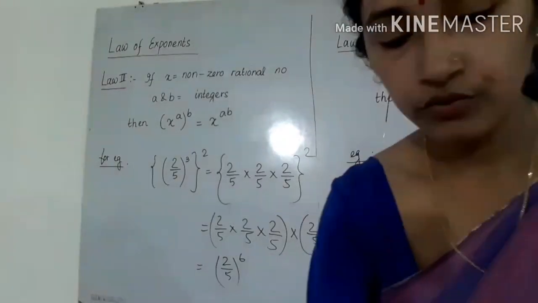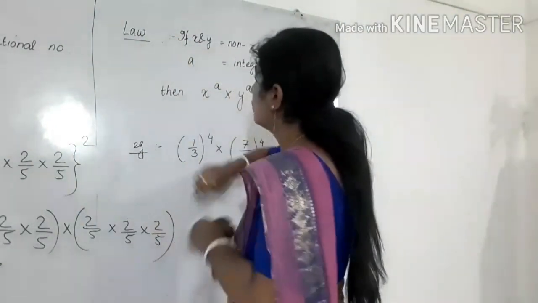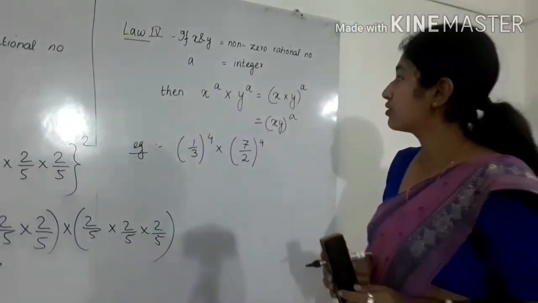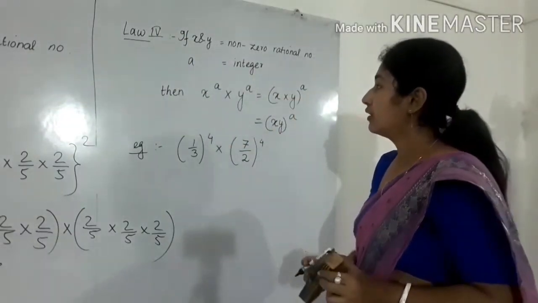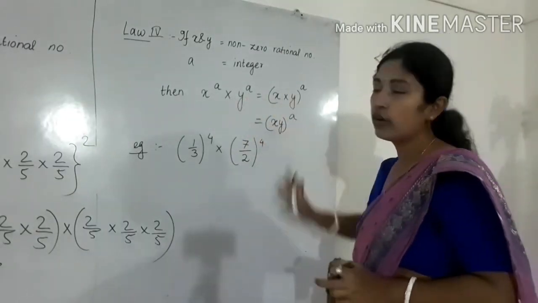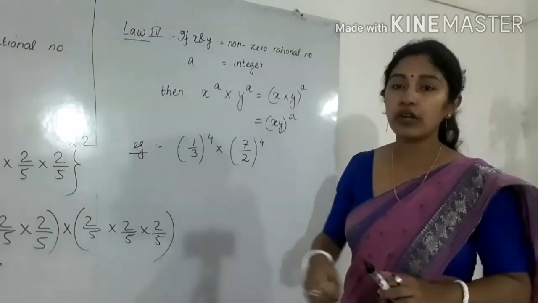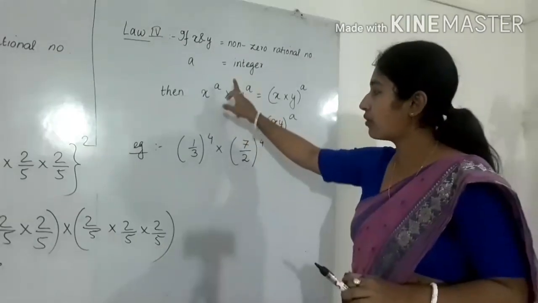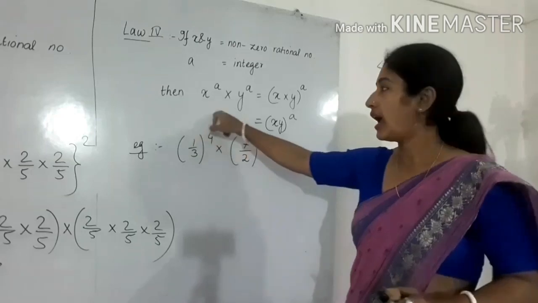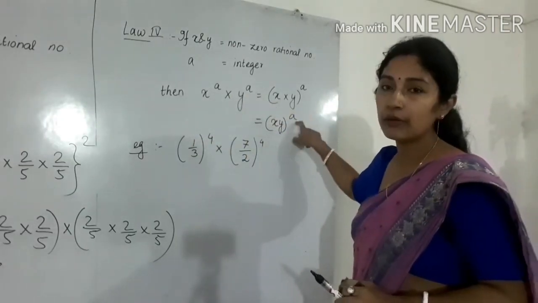So next come to the fourth law. So this is the fourth law. Here x and y are non-zero rational numbers and a is an integer. Then we can write x to the power a into y to the power a is equal to xy whole to the power a. So here what is given? Base is different but power is same. So when base is different and power is same, what do we have to do? We have to multiply the base, and the power will be whole raised to that power.